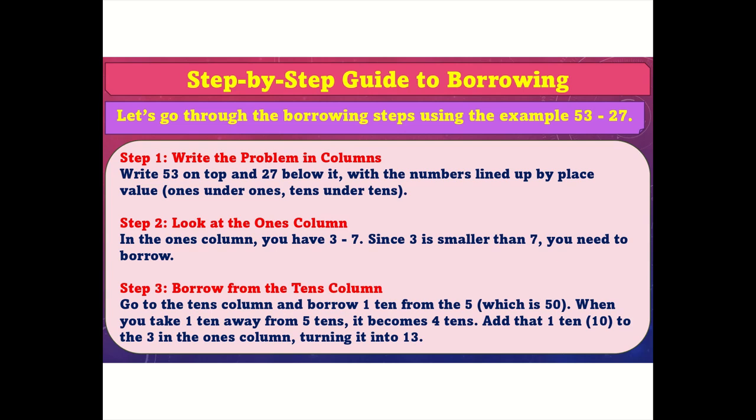Go to the tens column and borrow 1 ten from the 5, which is 50. When you take 1 ten away from 5 tens, it becomes 4 tens. Add that 1 ten, 10, to the 3 in the ones column, turning it into 13.